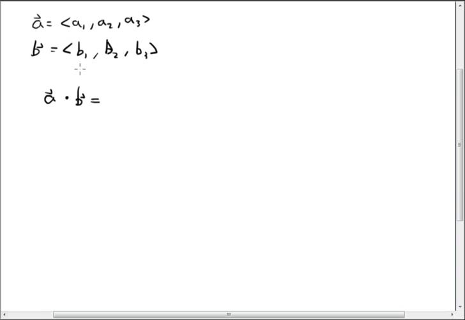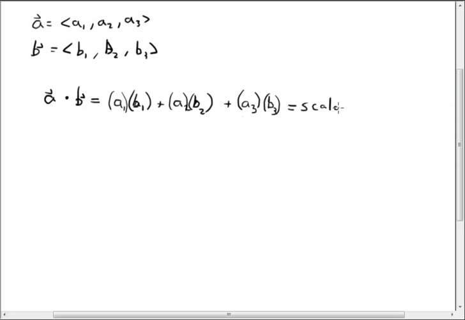This means that you're going to take the first element of A and multiply it by the first element of B. So A1 B1 plus A2 B2. Well, I'll draw the parentheses around both. Plus A3 times B3. So that's basically how you do a dot product. Now note that this returns a scalar quantity. This is not a vector quantity.